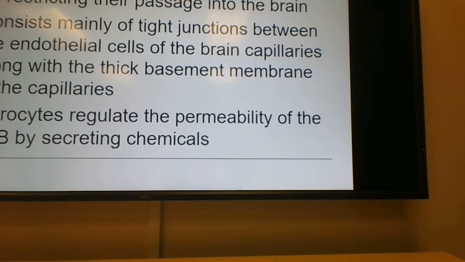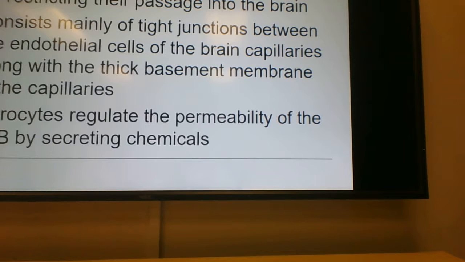Then we talk about the blood-brain barrier, because you can't have harmful substances going into the brain, right? So that's why we have a blood-brain barrier. And I think on the study guide that I gave you, there is something that looks like it might be the blood-brain barrier. No, nothing.